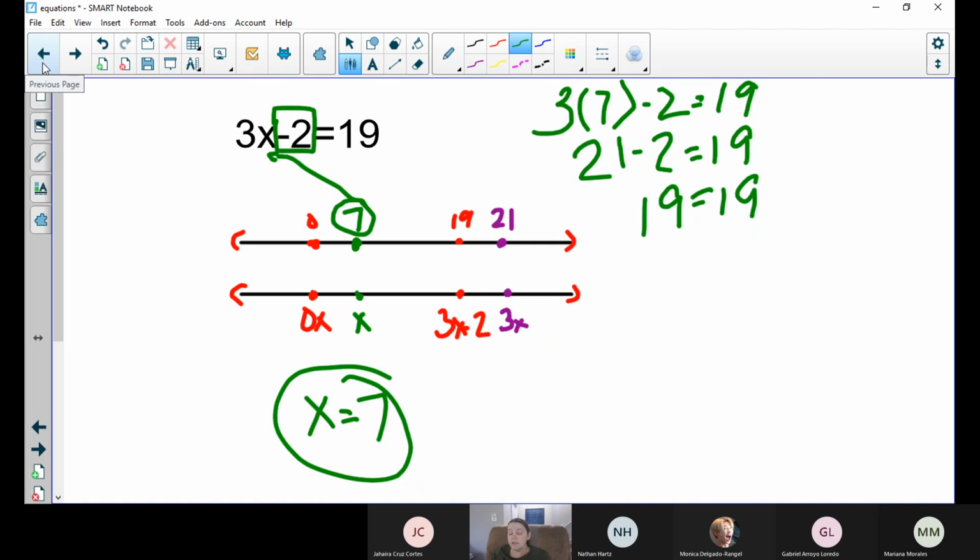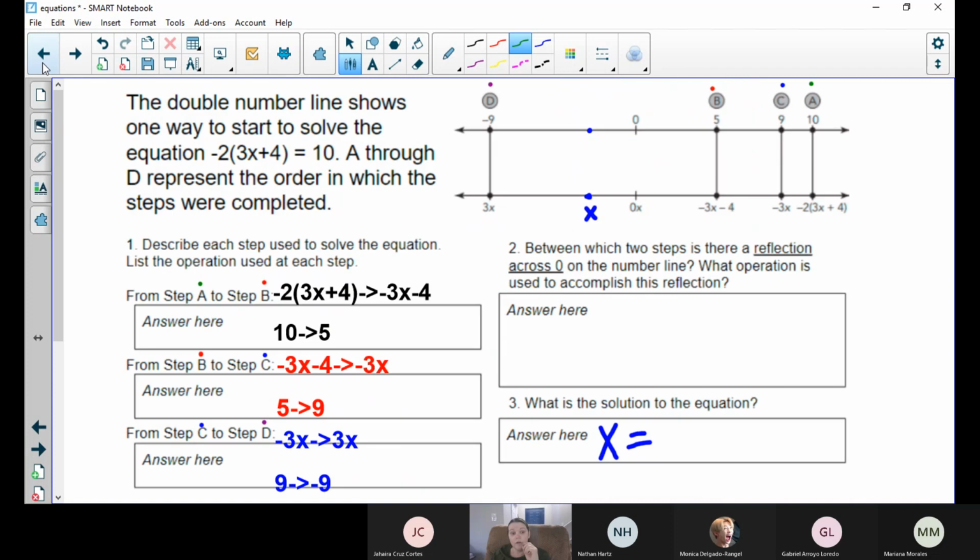So what we are going to do today, we are still going to be using number lines. We're still going to be doing two-step equations, but we are actually going to look at what happens if our x value or our coefficient on x is negative, okay? And how we would solve that. So the double number line shows one way to start to solve the equation. -2 times 3x plus 4 equals 10. And each step is labeled A through D, all the way up to this point, 3x equals -9.